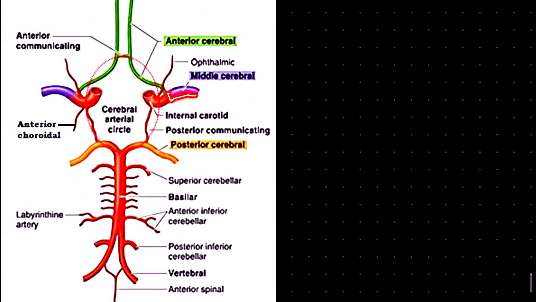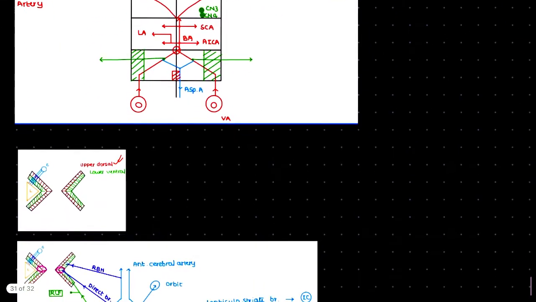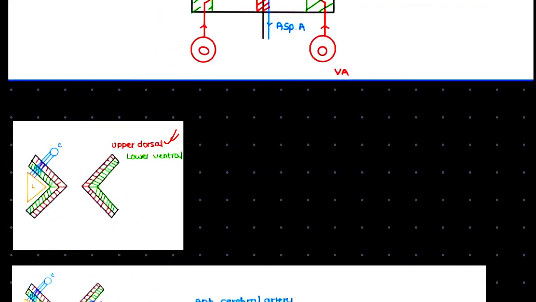If you remember, the middle cerebral artery was the branch of our internal carotid artery. So this upper dorsal region is supplied by the middle cerebral artery by the lenticulostriate branch. Very simple; from the name it is clear. Why lenticulo? Because the lentiform nucleus is right there, and striate because the striatum is involved right here. So the upper dorsal part is supplied by the lenticulostriate branch, a branch of the middle cerebral artery.